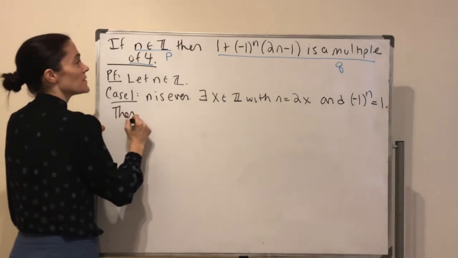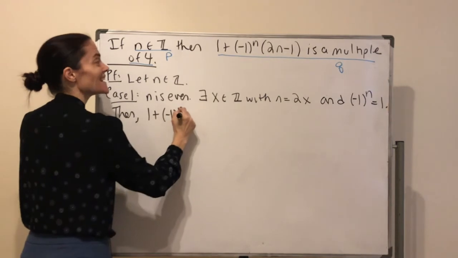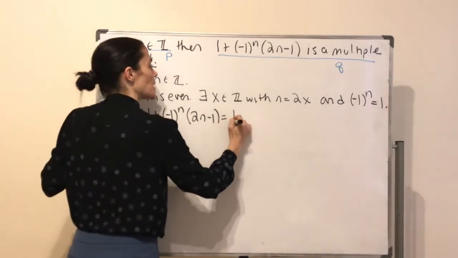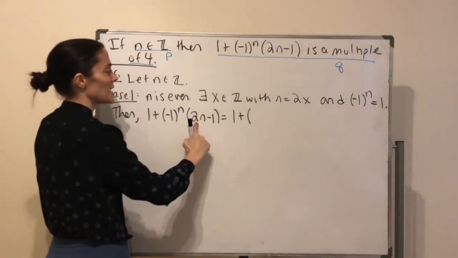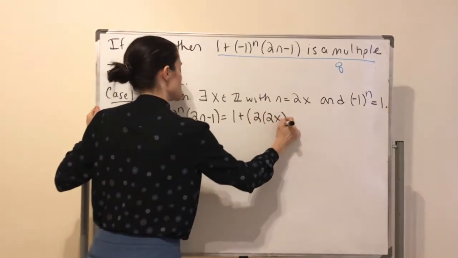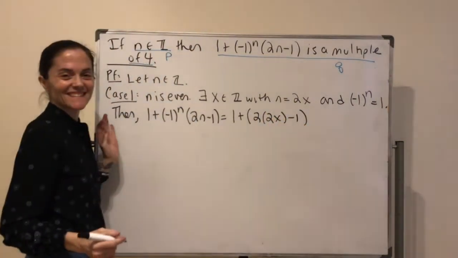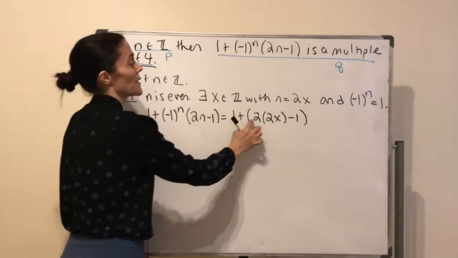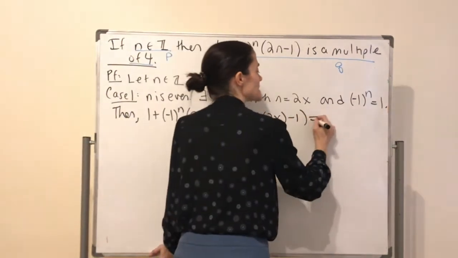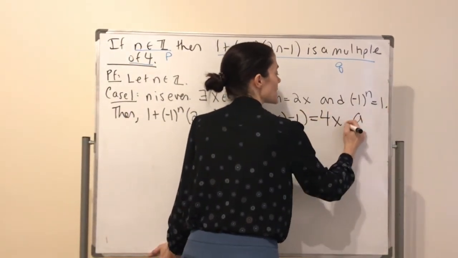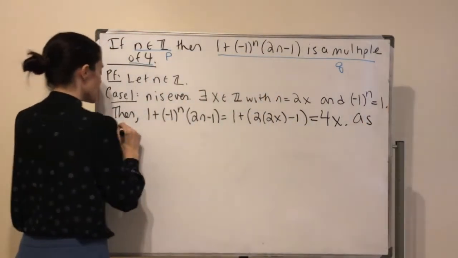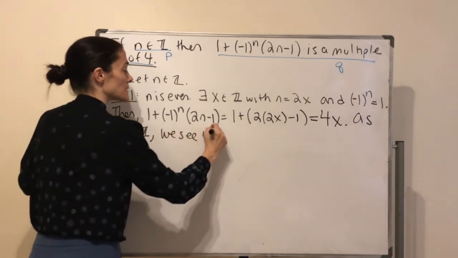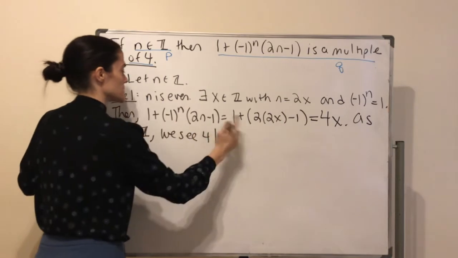Then, what do we have? We have 1 plus (minus 1) to the n times (2n minus 1). This is 1 plus, this is just 1, and then we have (2x minus 1). Now, if you look at this expression, this is 1 plus 1, which is 2, and then we have 2 times 2x. This is just 4x. And then, as x is an integer, we see that 4 divides this.